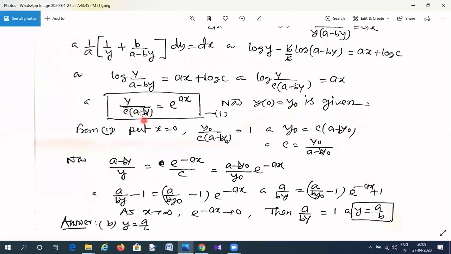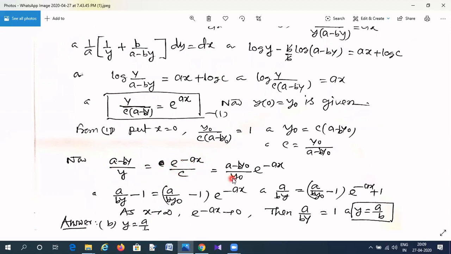Now putting the value of c here from equation 1, so we get a - by. If we take the reciprocal of this term, it will become (a - by)/y is equal to e to the power minus ax times 1/c. Why am I taking it as e to the power minus x? In the question, x tends to infinity is given. So if we take e to the power minus x, as x tends to infinity, e to the power minus x will become 0. That's why I'm taking e to the power minus x instead of e to the power x.